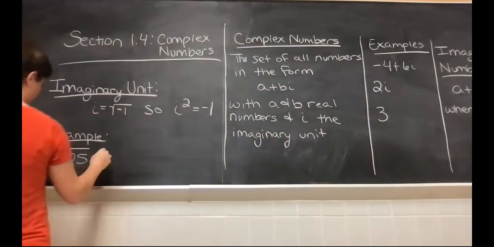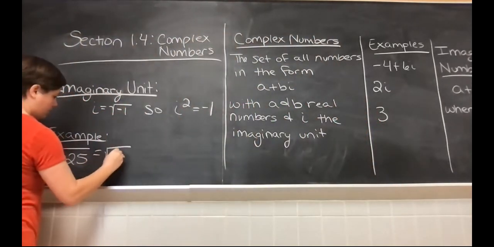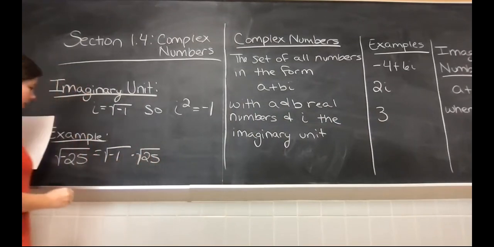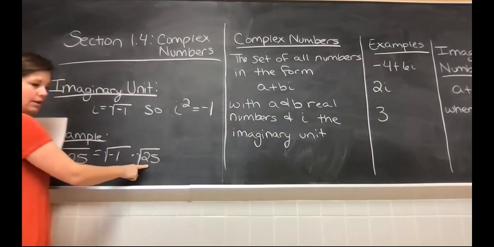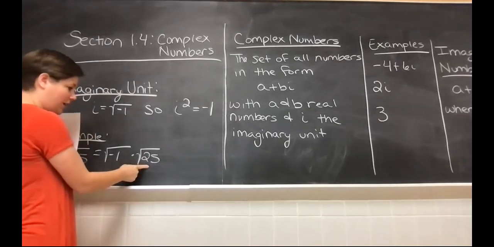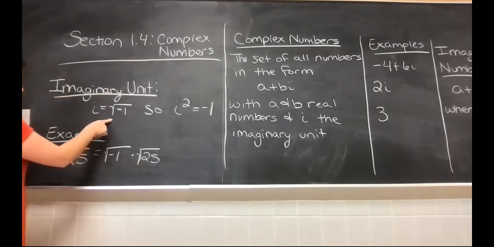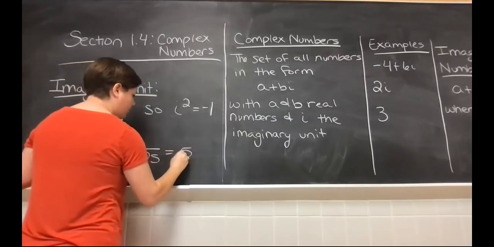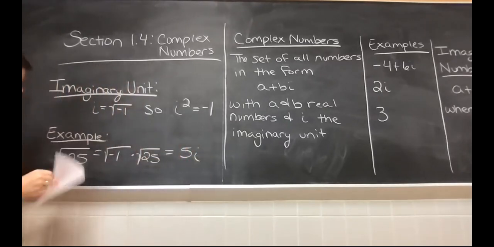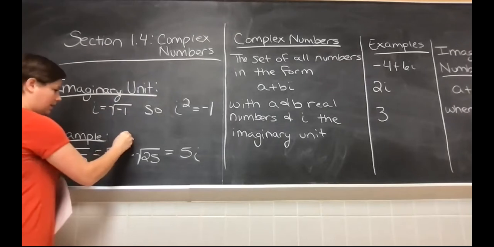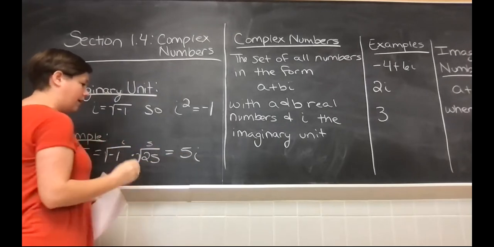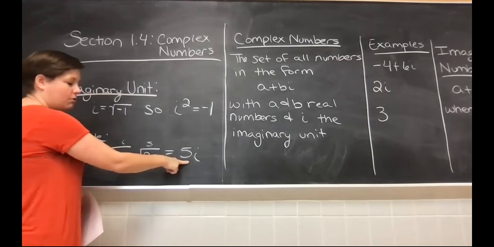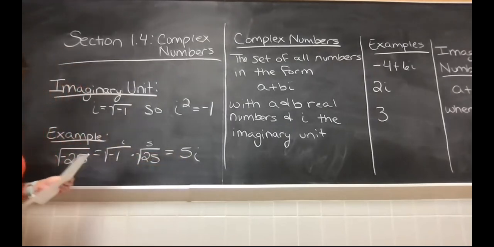Because what this says is we have the square root of -1 times the square root of 25. Well, that's okay. We can do the square root of 25. That's just 5. And we just discovered that the square root of -1 is i. That means we have 5i, because this went to an i and that went to a 5. So the square root of -25 can be written in terms of 5i. Okay?